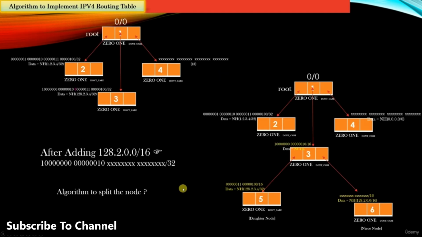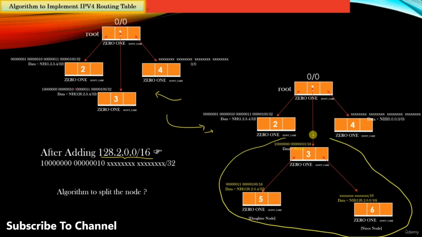So the next slide shows how the mTry data structure looks after the insertion of the route 128.200/16. This is the pictorial representation of the mTry data structure before the insertion of the route, and this is the pictorial representation of the mTry data structure after the insertion of the route. And you can see all the changes have happened in node 3 and downwards. Nodes 2 and 4 of this mTry data structure are untouched.